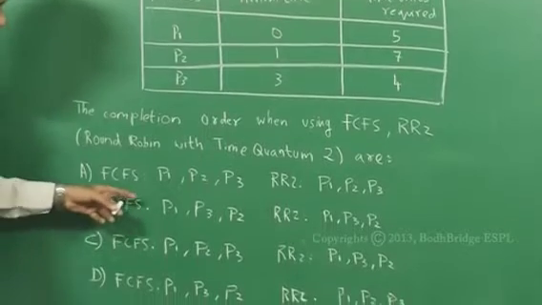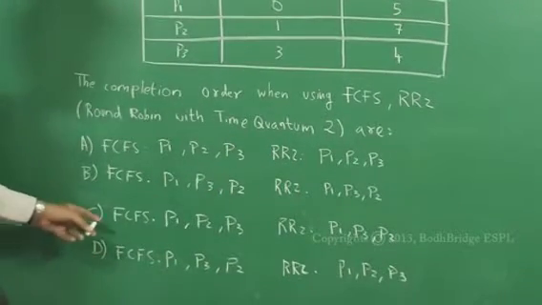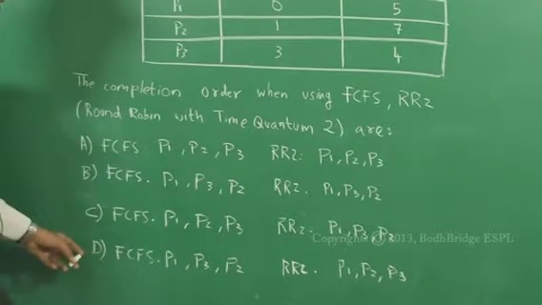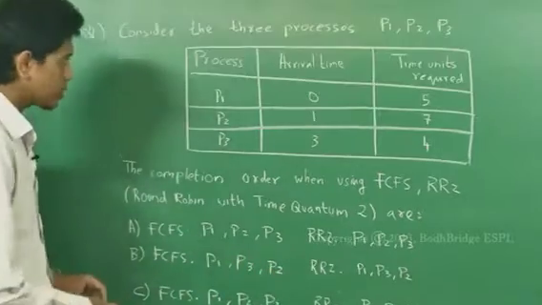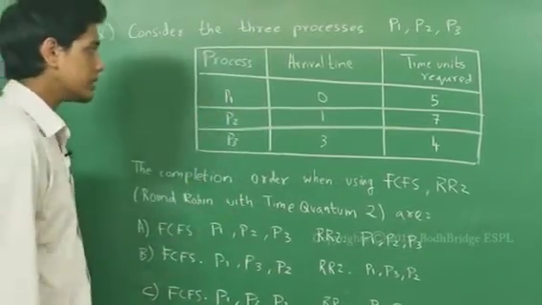Option B, FCFS P1 P3 P2, RR2 P1 P3 P2. Option C, FCFS P1 P2 P3, RR2 P1 P3 P2. Option D, FCFS P1 P3 P2 and RR2 P1 P2 P3. So first let us do the FCFS scheduling and see what the output is.